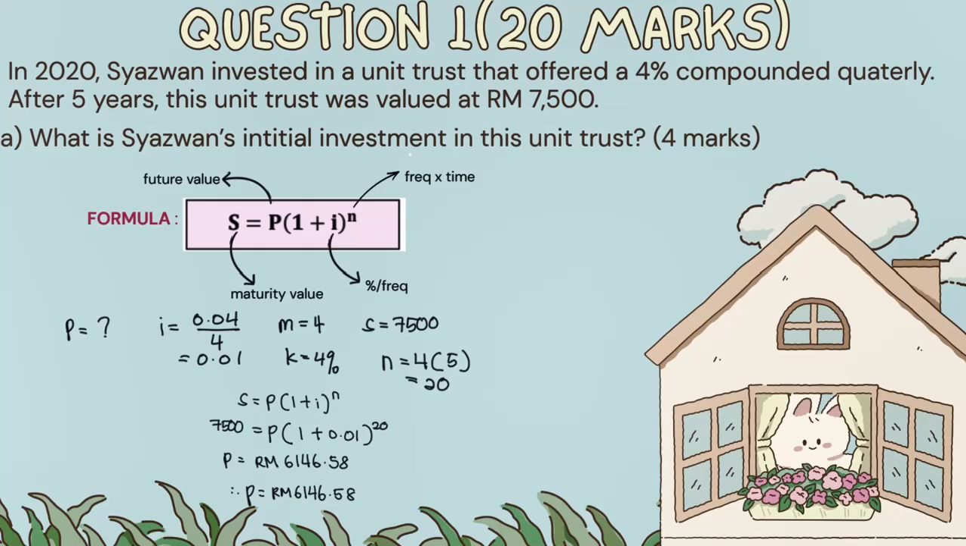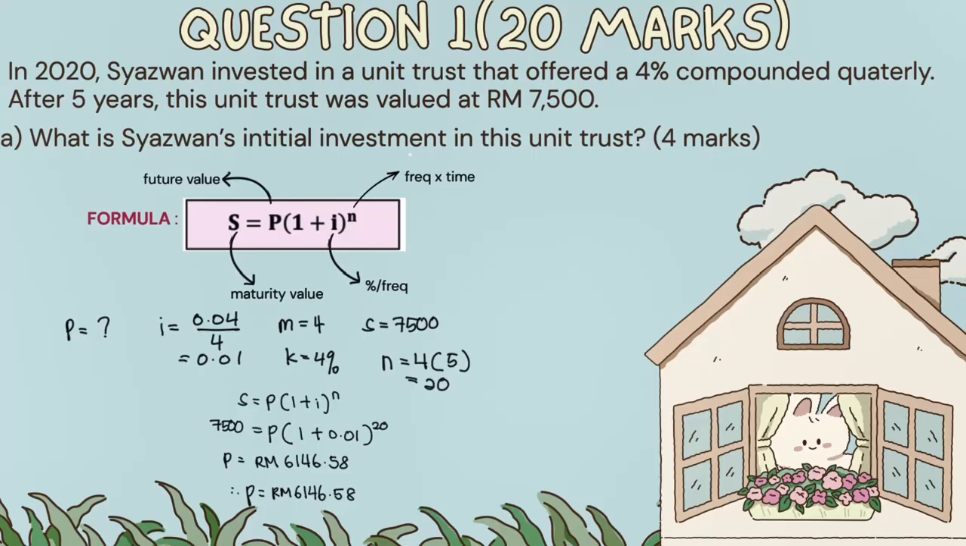So, in this question, we need to find all the values for the formula given. Like P, we don't know what the value is. We can find i. i is 0.04 divided by 4, so the answer is 0.01. m is 4 because the question said it's compounded quarterly. k is 4%. Meanwhile, S is 7,500, and n is 4 times 5, which is 20.